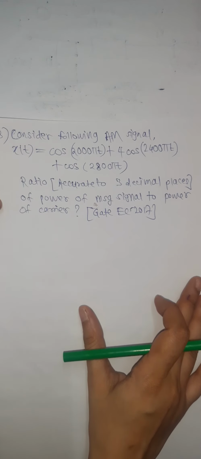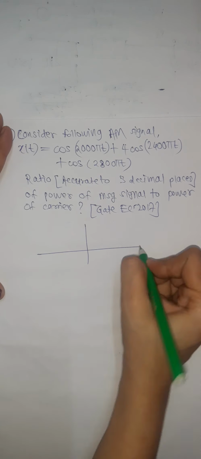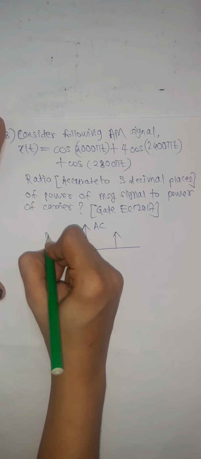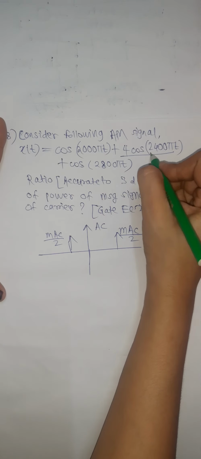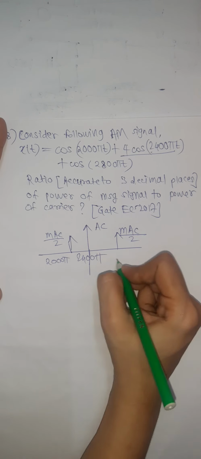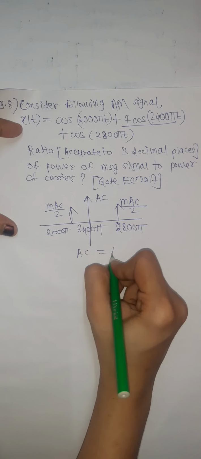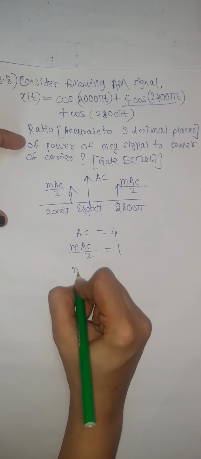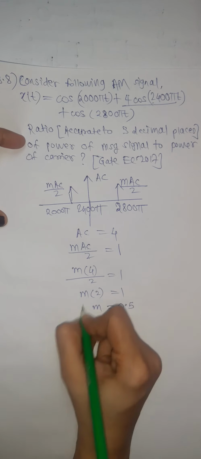First of all, we will find the modulation index M. Now comparing this, like our previous question, the carrier has amplitude AC and the sidebands have amplitude MAC by 2. Now our carrier is at 2400 pi t and the lower and upper sidebands are at 2000 pi and 2800 pi. So comparing, AC is equal to 4 and MAC by 2 is equal to 1. Now put the value of AC here. M into 4 divided by 2 is 1. So M into 2 is equal to 1 and M is equal to 0.5.